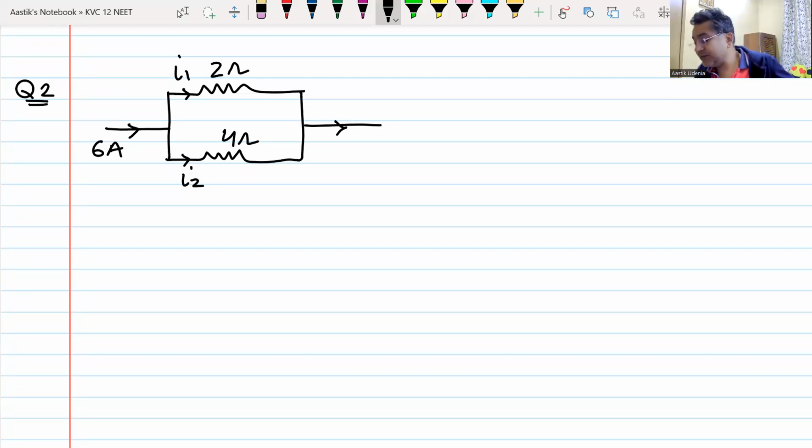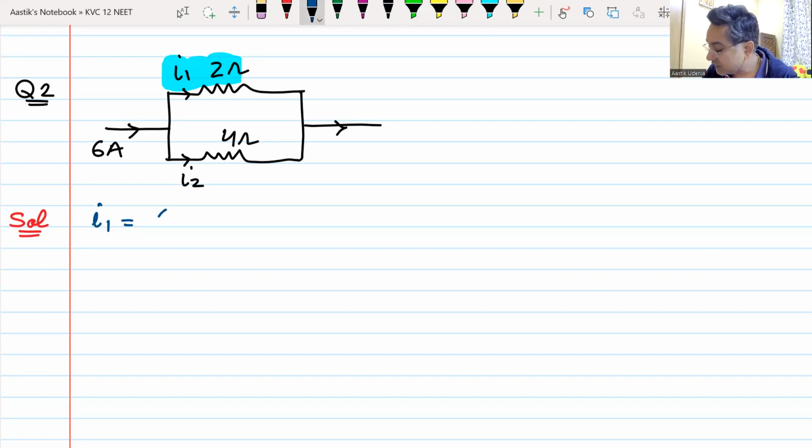So, as you can see, this is the diagram and you can straight away put the value. If I call this current the blue current, I1, how will I find the value of this blue current? I1, the current in this branch. Total current is 6 multiplied by the inverse ratio. So you have to multiply it by the other resistor. Other resistor is 4 divided by 2 plus 4. And you get the answer as 4 ampere.